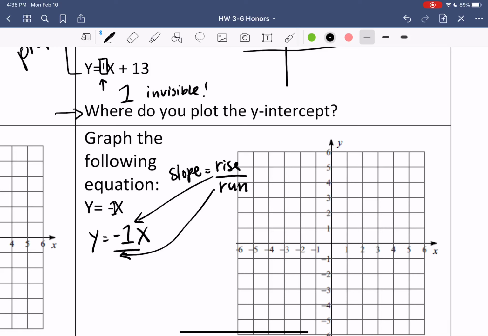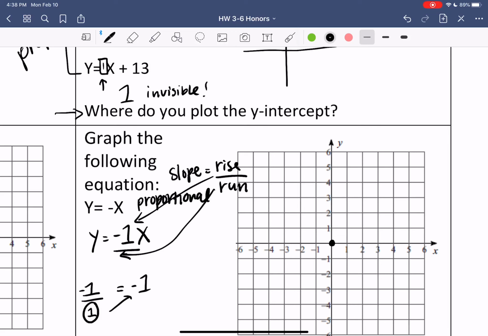Remembering that in order to make -1 a fraction, we still want our value to be -1. The only number that we could put here is a 1 in order to result in a -1 as our answer. So this equation, y equals -x, -1x, is a proportional graph because there's no y-intercept, so it is going to start from the origin.